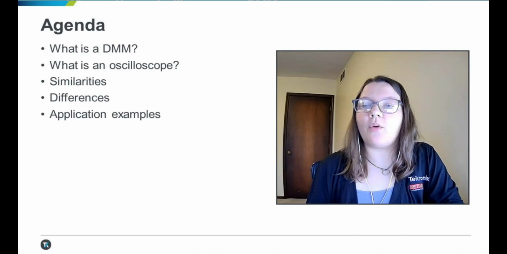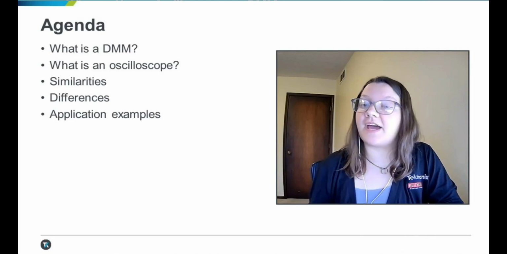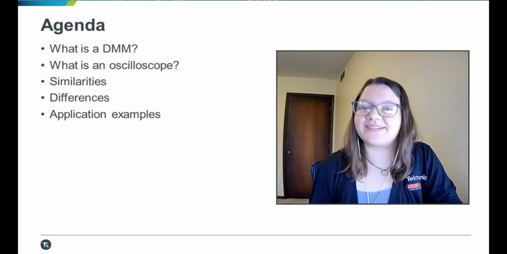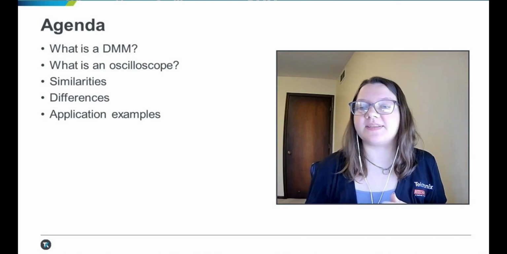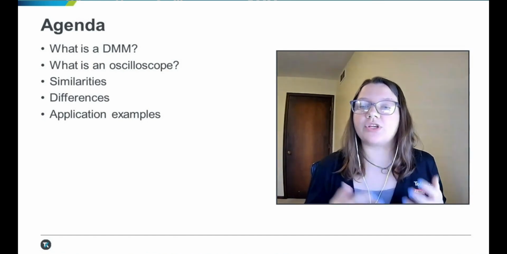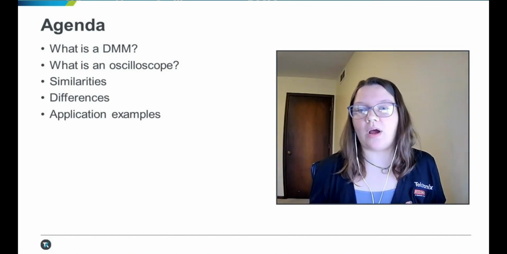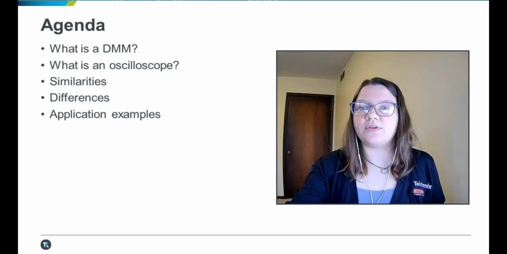We will talk about what each tool is because we need to define what we're talking about before we can make comparisons. We'll cover a list of similarities and differences between DMMs and scopes, and then we'll go through a number of application examples, and we'll talk about which tool to use for each situation and why. So with that, we'll dive right in.